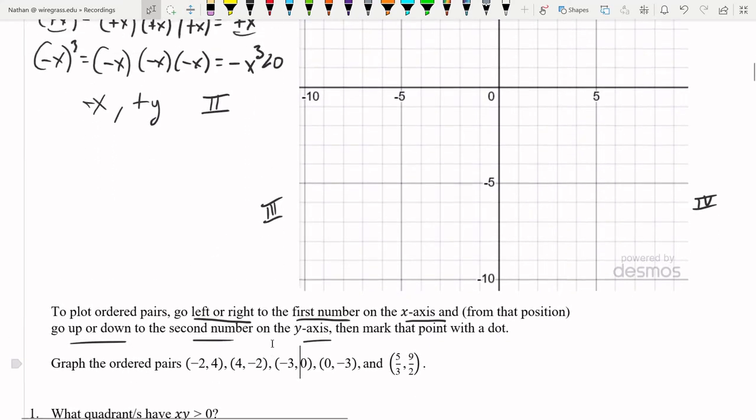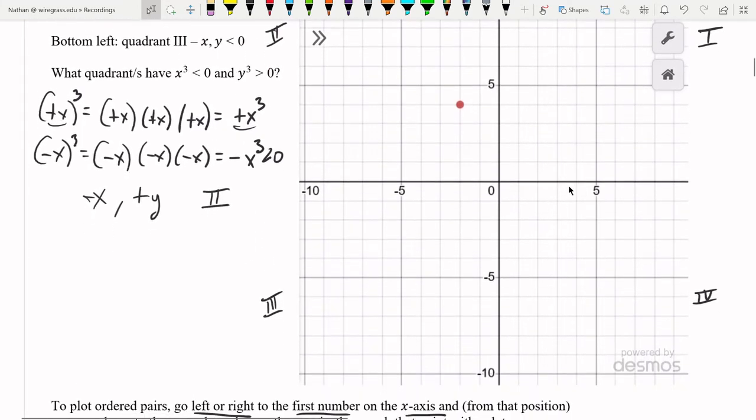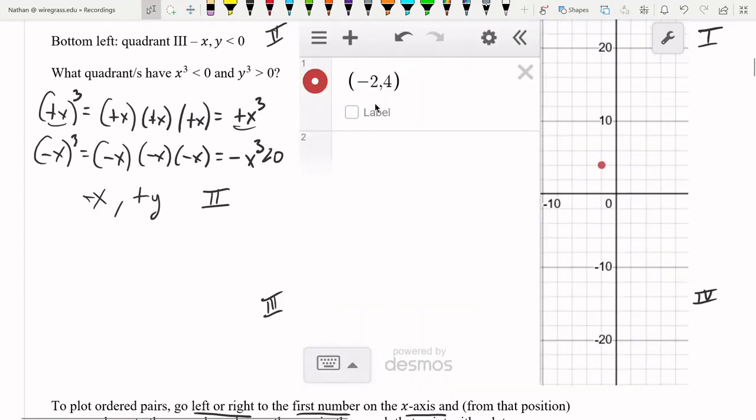Okay. The next point is 4, negative 2. So 4, negative 2 is 4 is right here on the x-axis, right? 4 is right here. And then negative 2 is going to be down here, 2 units down. That's negative 2 on the y-axis. So 4, negative 2. Okay. We plot that point.